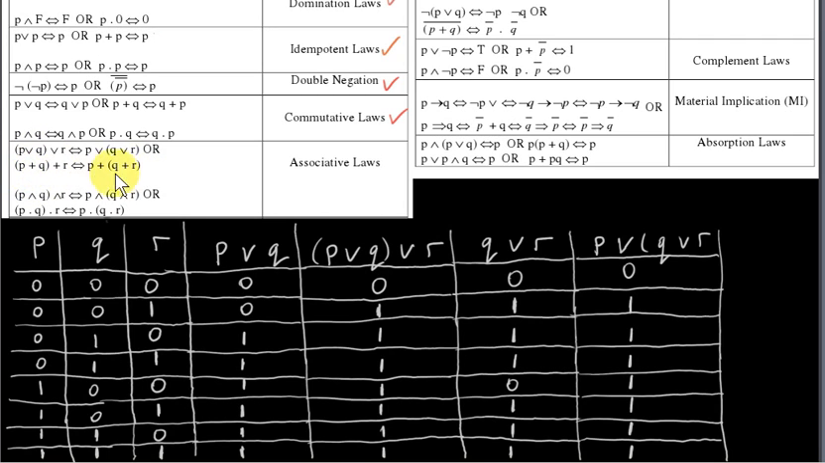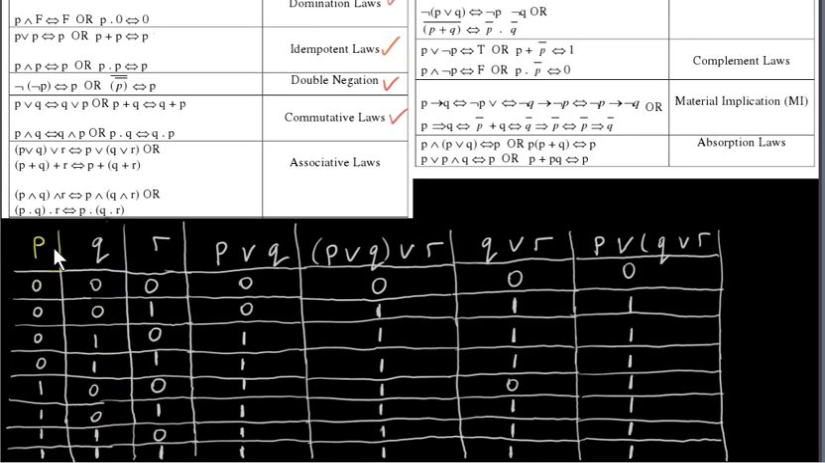To prove this associative law, we need to look at the three propositions P, Q, and R. So this column has the values that R can take on, which is 0 or 1, alternating in steps of 1: 0, 1, 0, 1, 0, 1, 0, 1. Then for Q, we go in steps of 2: 2 zeros, 2 ones, 2 zeros, 2 ones. And finally for P, we go in steps of 4: 4 zeros and 4 ones. So we have 8 combinations altogether. It's 2 by 2 by 2, which is 8.